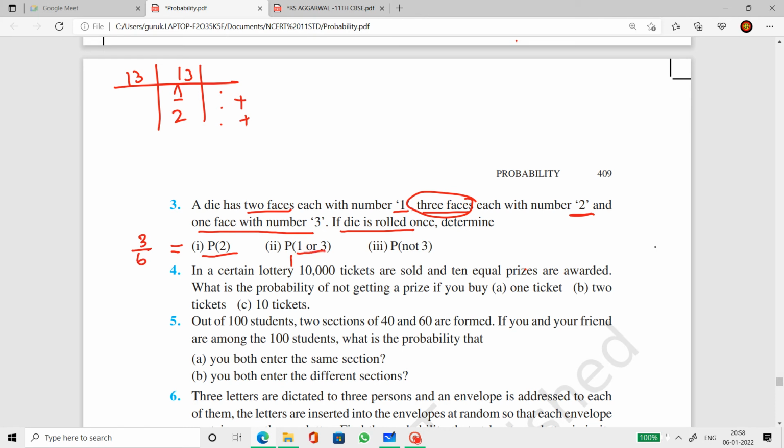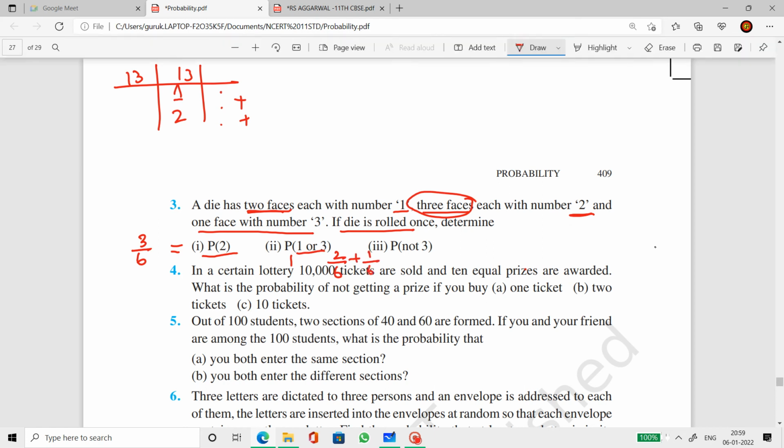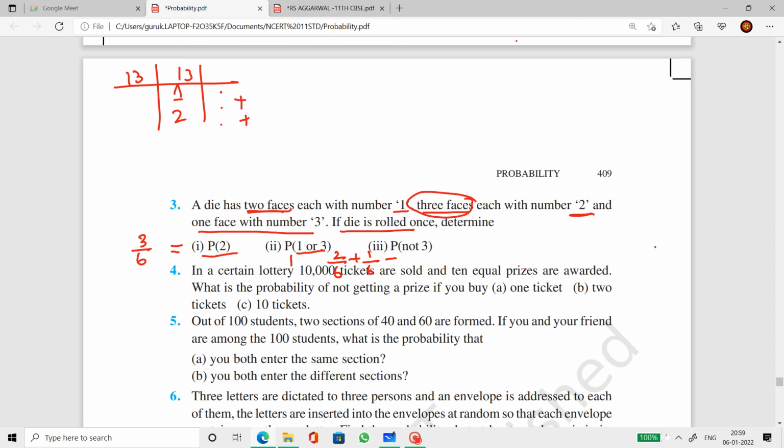Probability of getting 1 or 3. Sorry, 2 faces contain 1 and one face contains 3. So the number 1 is there in 2 faces, so 2 out of 6. The number 3 is there in one face, so 1 out of 6. And there is no face which is both 1 and 3, so the intersection is 0. So the answer will be 3 by 6, which is 1 by 2.